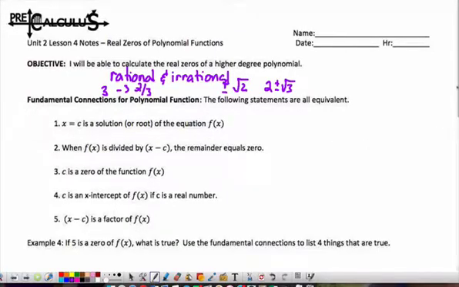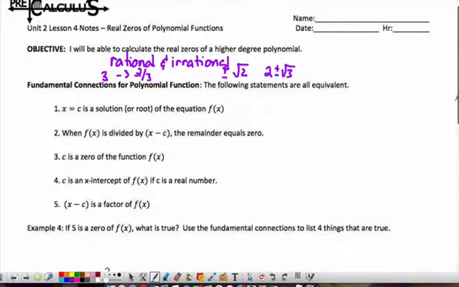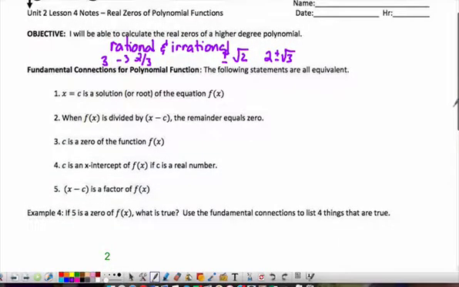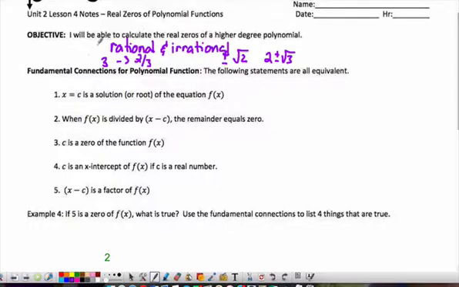All right, so before we get into how to do that, I want to go over a couple things with you. So, fundamental connections for polynomial functions. The following statements are all equivalent. X equals c is a solution or root of the equation f of x. Right, so this is the form. We would say x equals some number, and that's a solution for f of x. That also means that when f of x is divided by x minus this number, the remainder must equal 0 if this number is a solution. Also, this number c is a 0 of the function, if all of these other things are true.